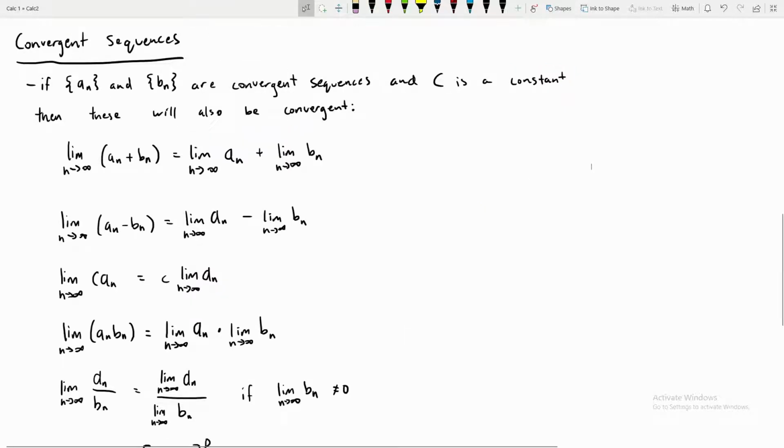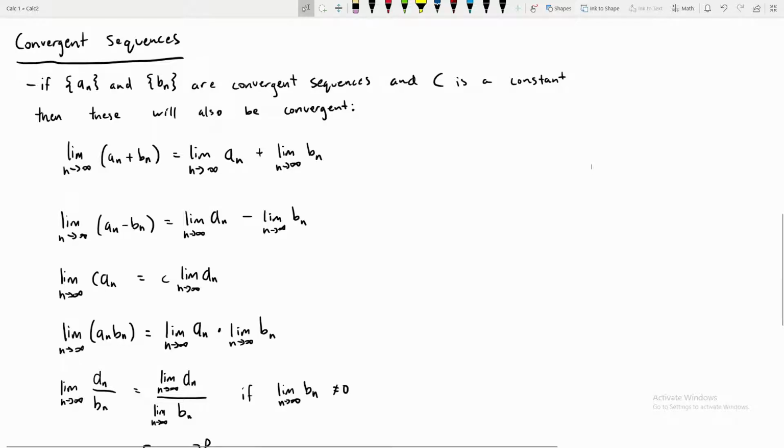So now on to convergent sequences, and we've seen this a lot. These laws stay the same as for integration and differentiation, so they're very similar. That's why I'm just going to quickly explain them. You should see a lot of similarity between these laws and the laws we've previously learned in this course.